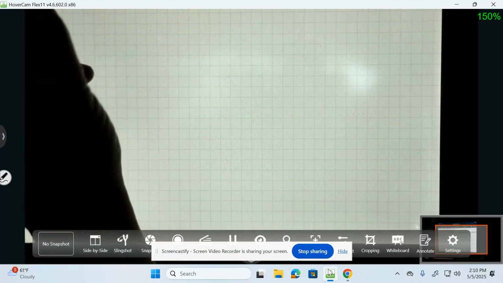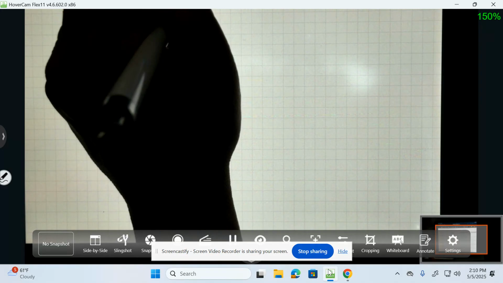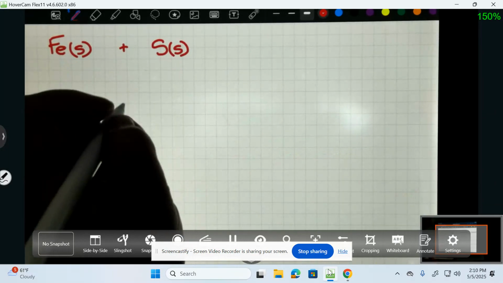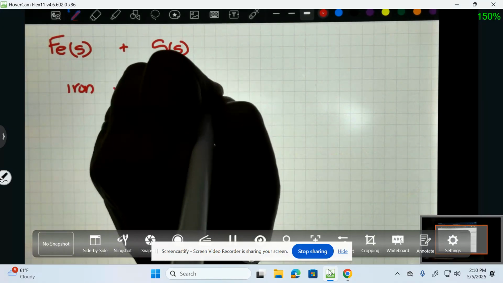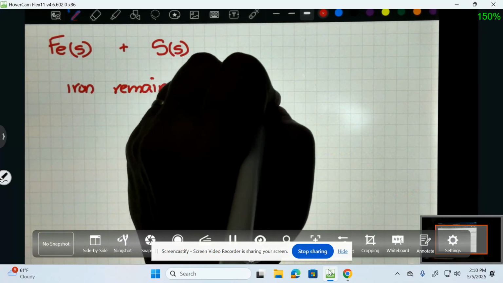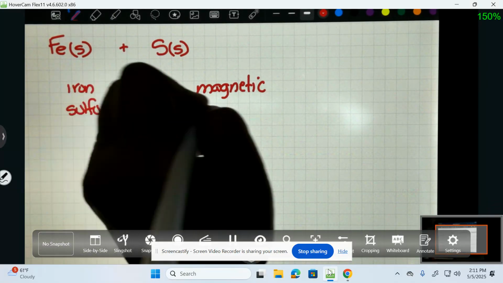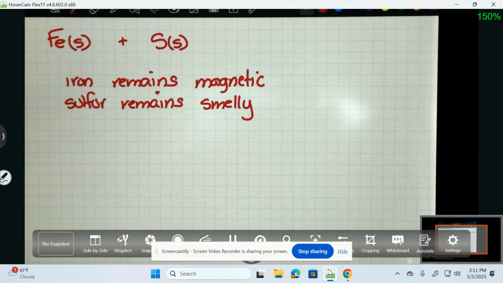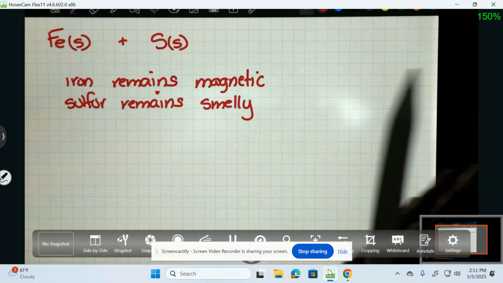I saw a question on that. One time they mixed iron and sulfur. Okay, and when they mixed them together in the box, the iron remained magnetic. And the sulfur remains smelly. That sulfur smell that I'm talking about? Dr. Skaggs probably had you sniff a rock or something. You know what I'm talking about, right? Okay, so iron and sulfur, if you mix them together in the same box, they still stay separate.